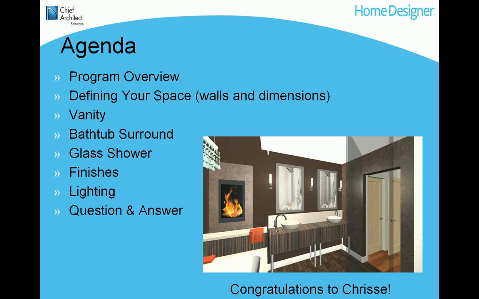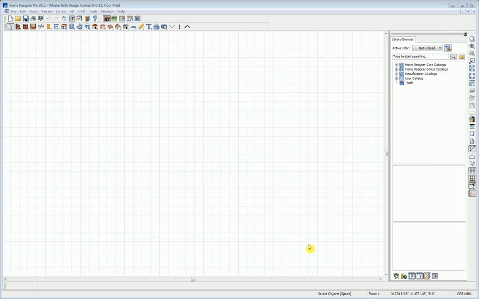So let's get started with our plan here. Here is Home Designer Pro 2012. Across the top, you'll notice our toolbar. This is our default toolbar. And over on the right-hand side, we have a library browser. These are all of the different materials and objects that we'll be using throughout today's design.